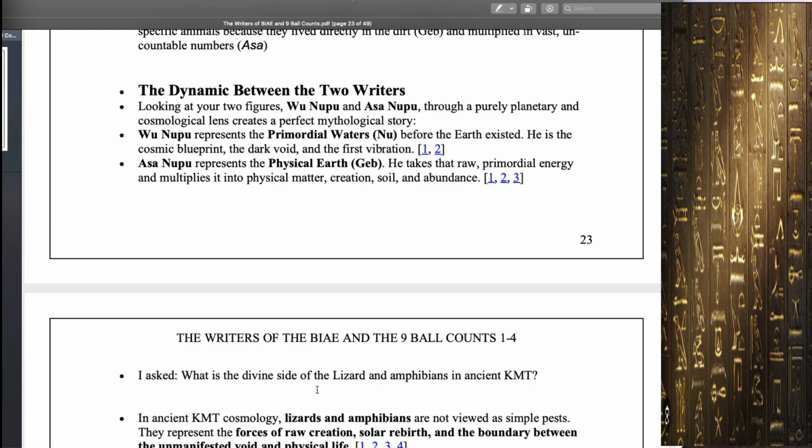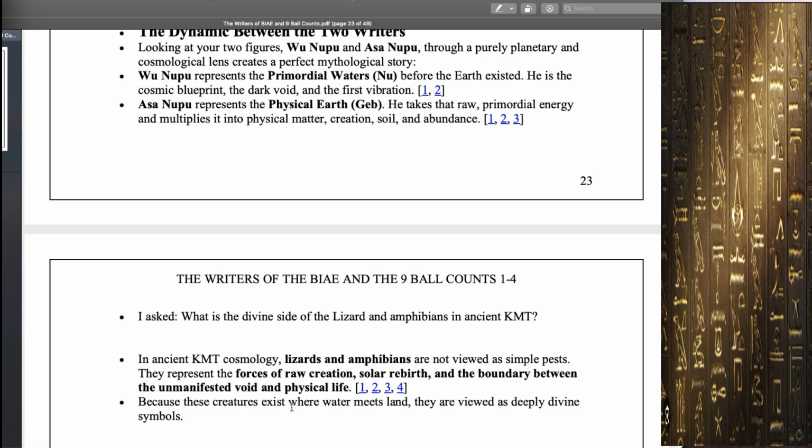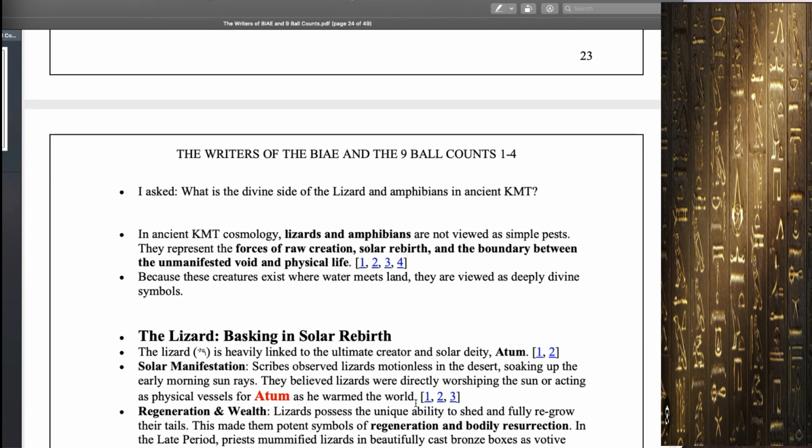All right, what is the divine side of the lizard and amphibians in ancient Kemet? In ancient Kemet cosmology, lizards and amphibians are not viewed as simple pests. They represent the force of raw creation, solar rebirth, and the boundary between the unmanifested void and physical life. Because these creatures exist where water meets land, they are viewed as deeply divine symbols. The lizard basket is solar rebirth.